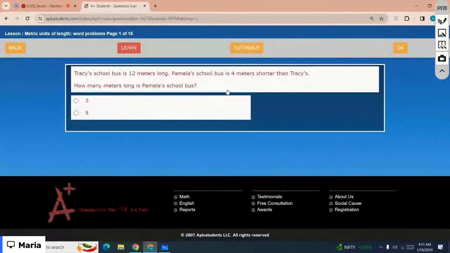Tracy's school bus is 20 meters long. Pamela's school bus is 4 meters shorter than Tracy's. How many meters long is Pamela's school bus? So just read the question carefully, understand the question and you can find the answer. We are working on grade 2 math. The chapter we are working on is unit of measurement and the lesson is metric unit of length word problems.